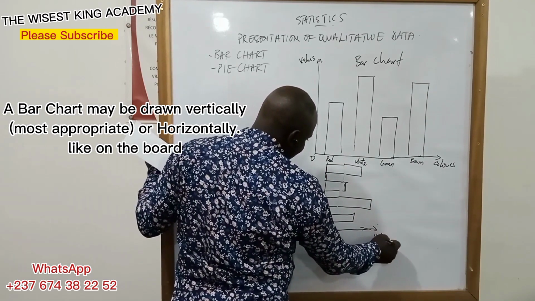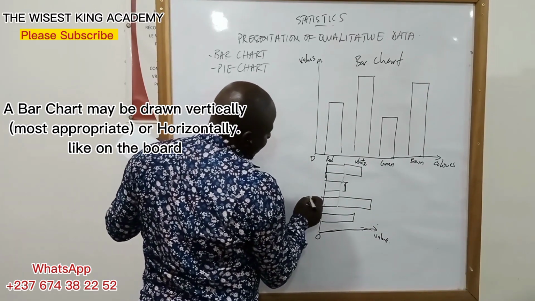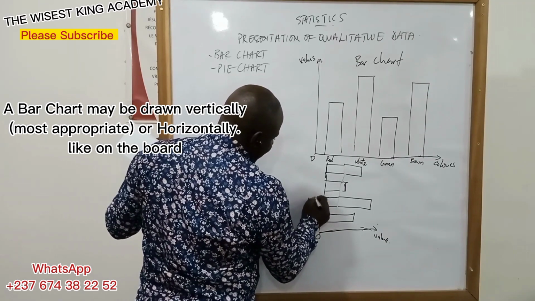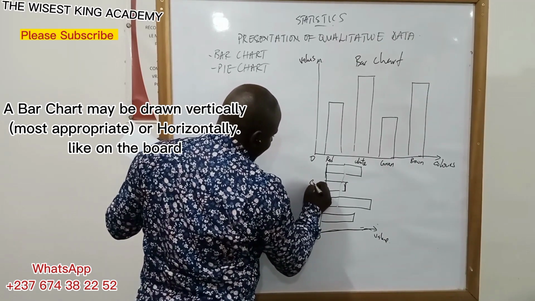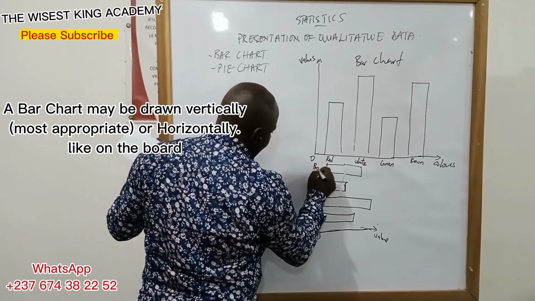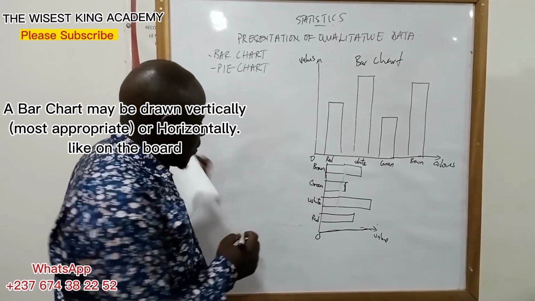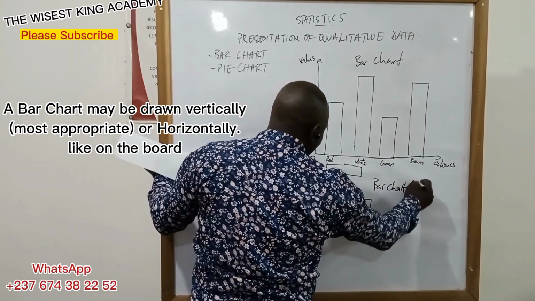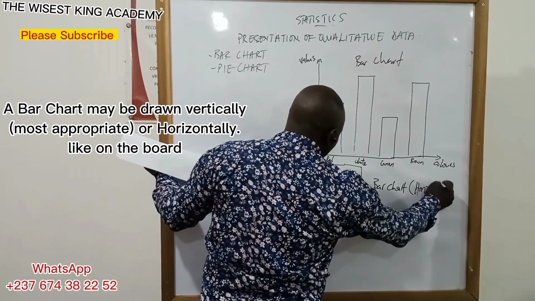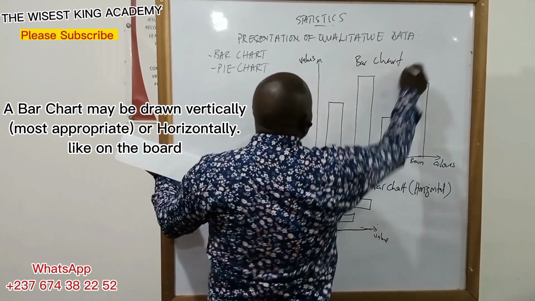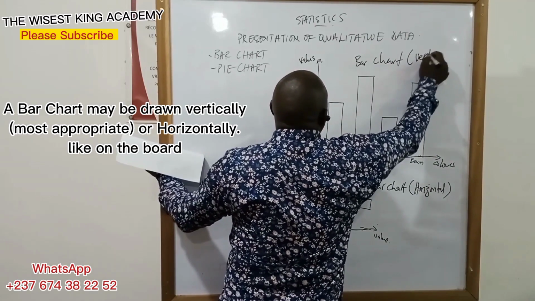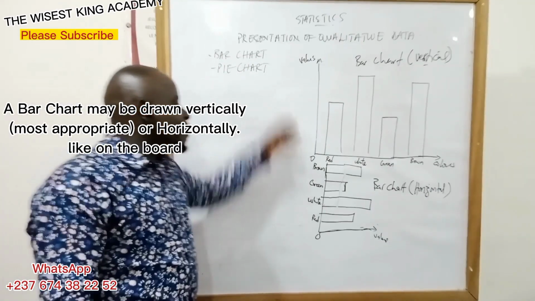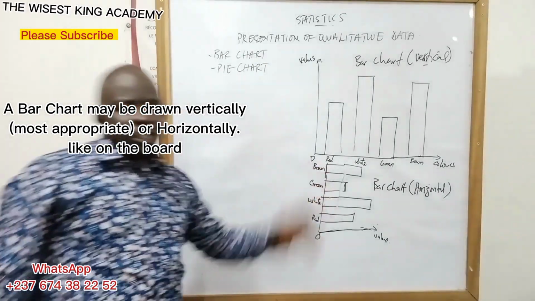We have the value here. Here we have the red, white, green, brown. So this is still a bar chart. But this is horizontal. Meanwhile, this one is vertical. So these are examples of a bar chart.